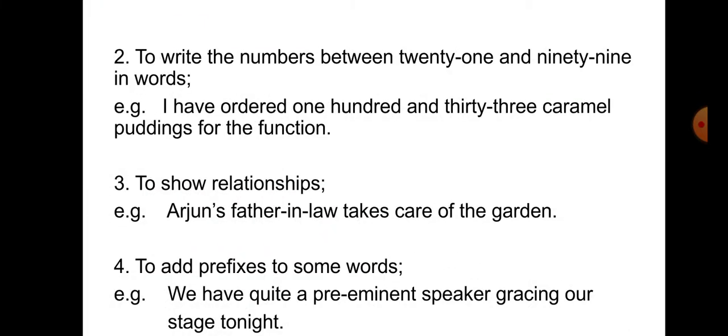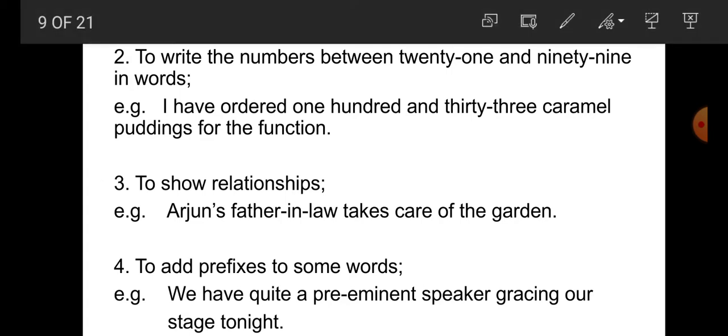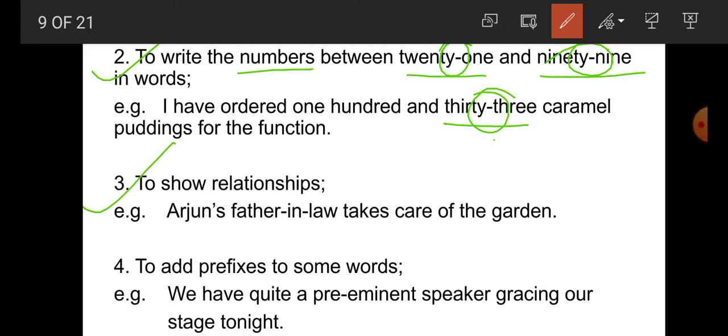Now the next use of the hyphen, to write numbers between 21 and 99. For example, 21, 99. What are we using here? A hyphen is used here. I have ordered thirty-three caramel puddings for the function. So here for writing 33, which punctuation mark is used? Hyphen is used.